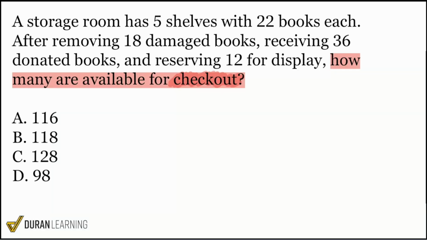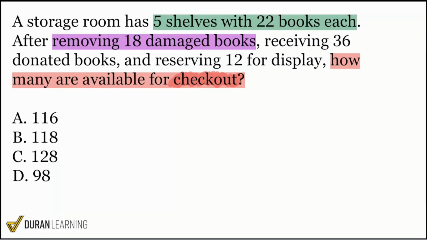So here it says a storage room has 5 shelves with 22 books each. Okay, I'll just log that for a moment. 5 shelves, 22 books each, so we can figure out how many books that is for sure. Then it says after removing 18 damaged books, everybody, if we are removing 18 damaged books, what operation is that hinting at? That's telling you what? Oh yeah, that's subtraction. That is subtraction, and I will highlight that in purple. So removing 18 damaged books.